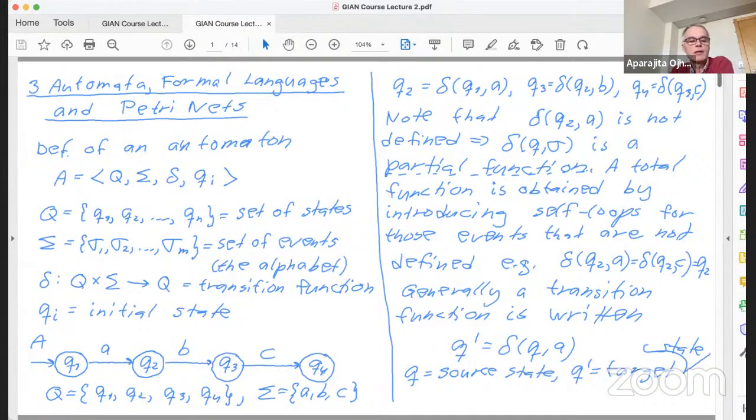Also note that in this case, we have two initial states, Q1 and Q3. So that means that initial state is a set, while in the basic definition, I assume that I only have one specific initial state. And if you have only one initial state and you only have one unique mapping from each state for a given event, then you get a deterministic system.